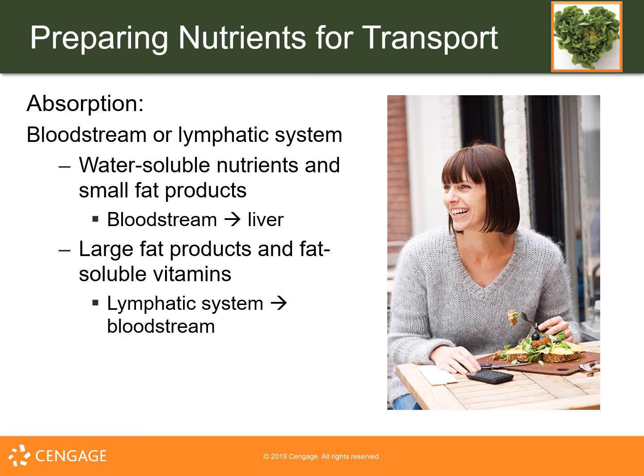Fat-soluble vitamins and larger fats cluster together with proteins and form chylomicrons. Chylomicrons carry fats through the lymphatic system until it enters the bloodstream closer to the heart. Nutrients traveling through the lymphatic system bypass the liver at first. Examples of large fats include long-chain fatty acids, triglycerides, cholesterols, phospholipids, and your fat-soluble vitamins, vitamins A, D, E, and K.